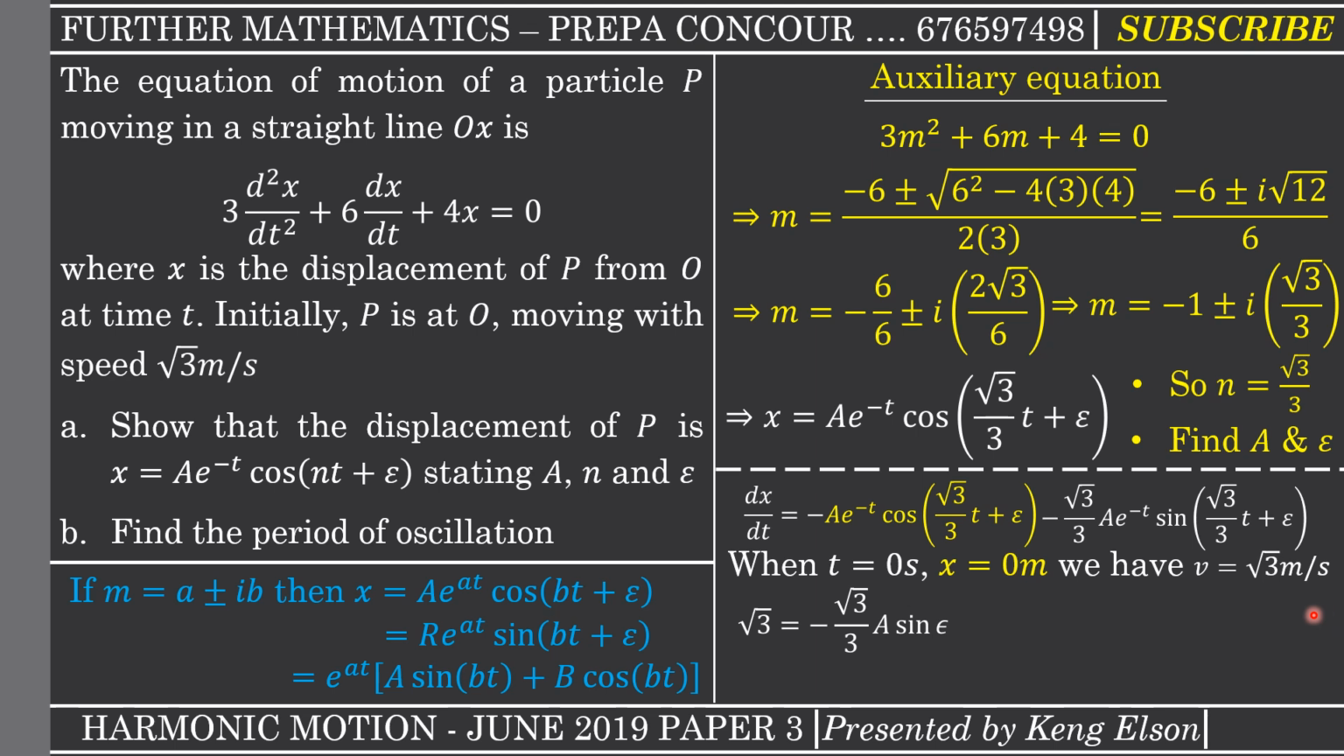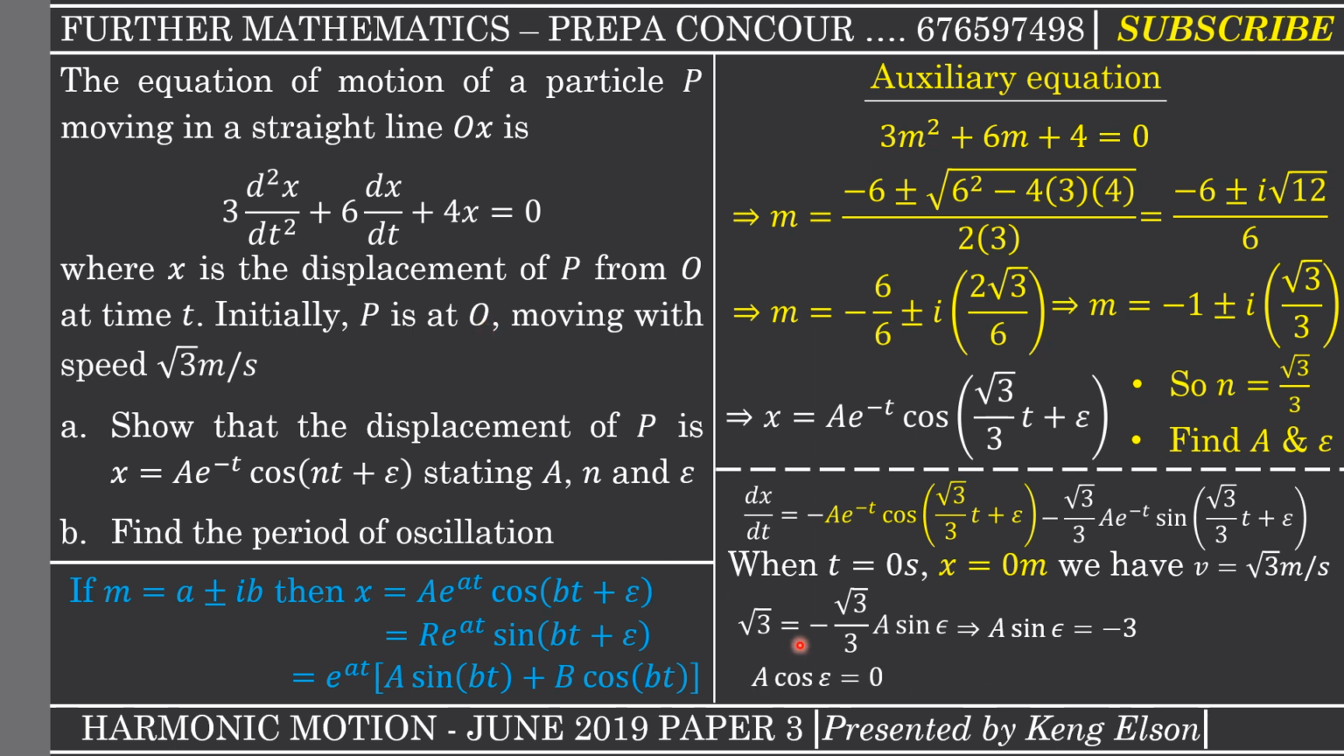It therefore means that my root 3, which is my speed at t equal to 0, is basically negative root 3 over 3 a sine epsilon. Root 3 cancels, and then at the end of the day we have a sine epsilon equal to negative root 3. Now let's also apply the initial condition that says that when t is equal to 0, the displacement is equal to 0, because you were at the origin initially.